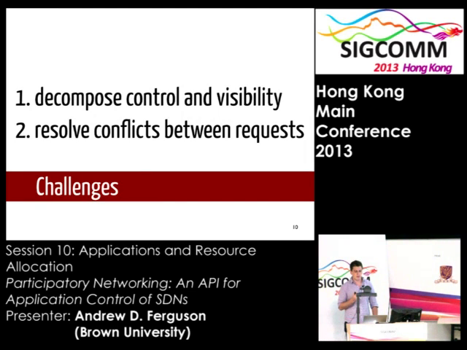Well, if we step back for a moment, we see there are 2 challenges here. The first is how to decompose control and visibility of the network, and the second is how to resolve conflicts between the different requests. Or in other words, how do we prevent every application from needing to run as root on the SDN controller, and how do we keep these programs from affecting one another?